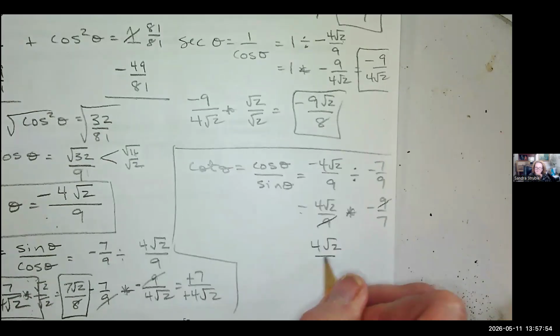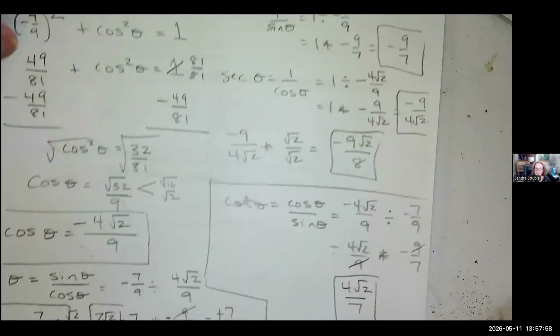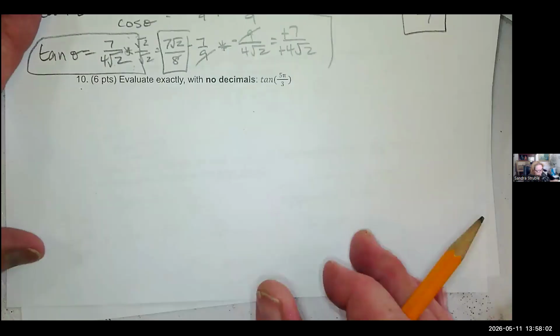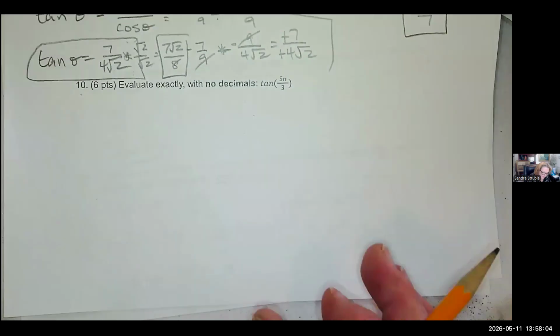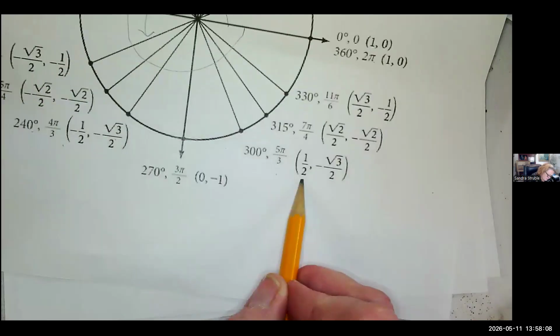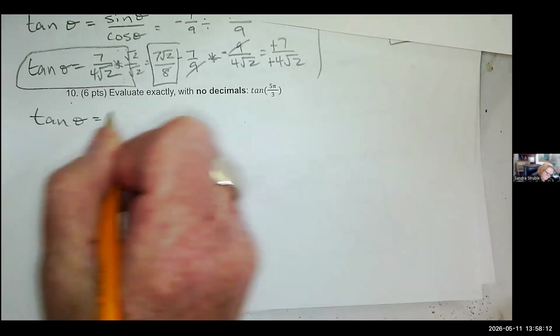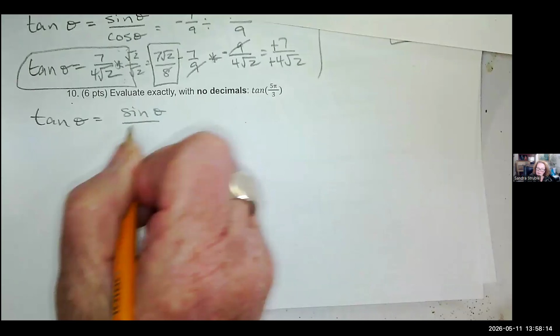All right. Last one on this page. Evaluate exactly, no decimal. Tangent of 5 pi over 3. Let's go look at 5 pi over 3. 5 pi over 3. Cosine is 1/2. So tangent of theta is sine of theta over cosine theta. But we don't write that because we know what the angle is.